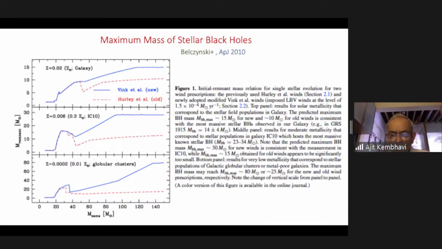Okay, so now the question is, how do you form these very massive black holes? And you see here, for example, here I got the mass of the star. You remember that in the past we did mass of the star and the mass of the remnant in the table. So this is the mass of the star. And what is the mass of the black hole that you can generate? Okay, so you see that that depends on the metallicity and so forth. But you'll find that generally you are able to go only up to about 80 solar masses.